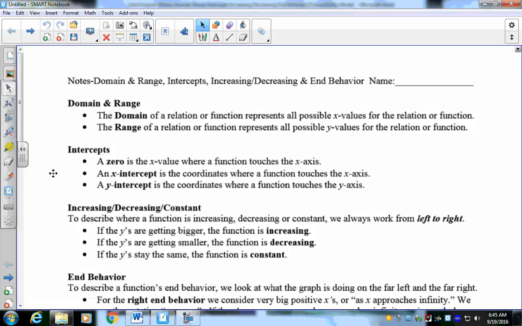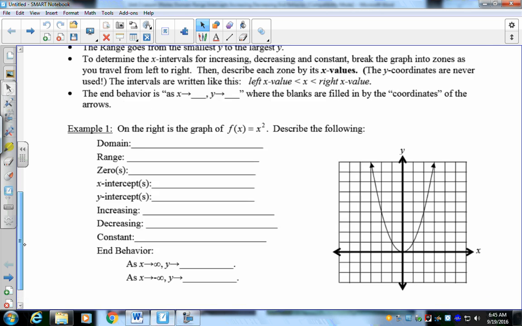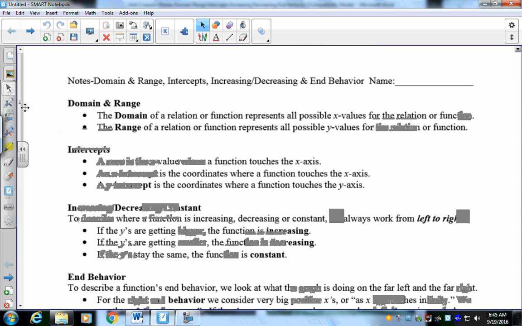So we're going to start off by taking a look at domain and range, and I'm going to go over each little concept and then take a look at the example at the bottom of the page. To highlight, I'm looking at this first graph, which is our quadratic, y equals x squared. And then we'll take a look at a couple other examples and put it all together. So the first thing we'll talk about is our domain and range.